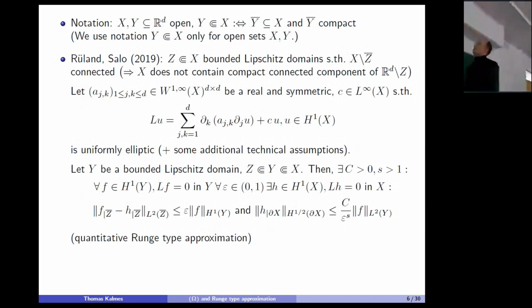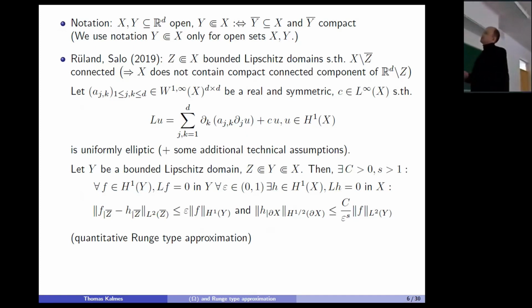Okay, so some years ago, Rüland and Salo proved the following quantitative Runge type approximation theorem. So we have bounded Lipschitz domains Z and X, Z relatively compact with closure contained in X, such that the complement of the closure of Z in X is connected, which implies that X does not contain a compact connected component of the complement of Z. So this is the topological or geometrical property which appeared in Runge and Lagrange.